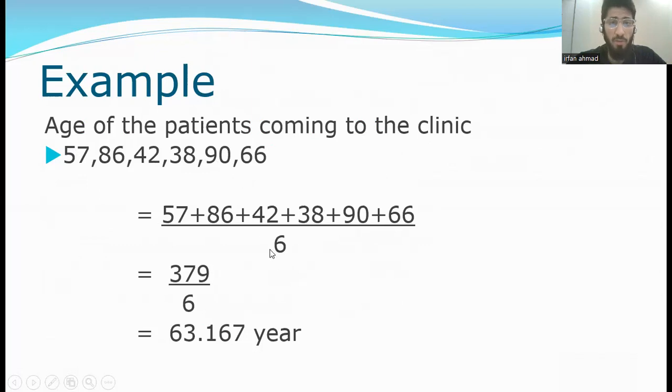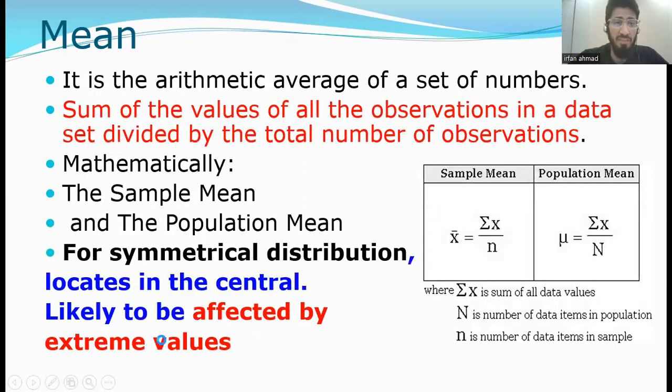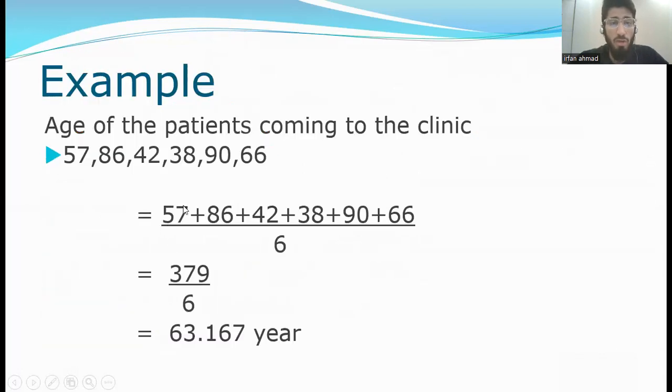So divide the sum of all the ages by the number of patients. The summation of all of them is equal to 379, divided by 6, which is equal to 63.167 years. As we talked about previously, the mean is affected by extreme values. So instead of 57, if we have 67 or 77, the mean will also change. That's the basic principle of the mean.